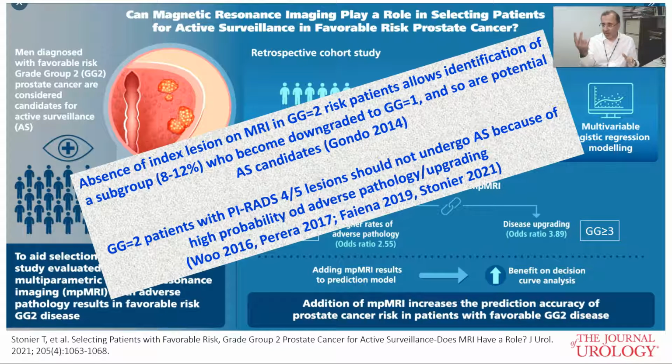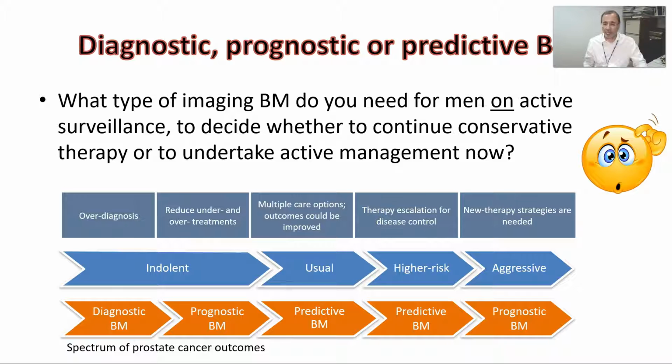And on the flip side, if you have a grade group 2 abnormality and you have either a PI-RADS 4 or a PI-RADS 5 lesion, you should not undergo active surveillance because there is a higher probability of adverse pathology or upgrading, and you can see a number of studies have shown this.